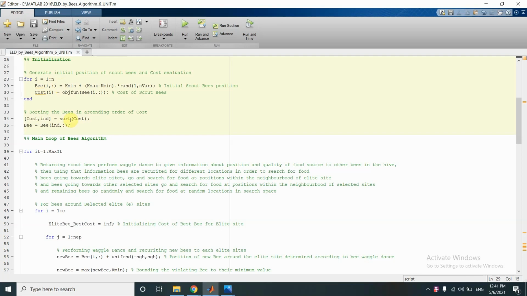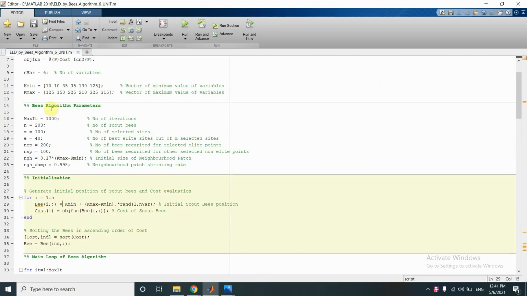So once this cost is sorted in ascending order, the first E entries are the elite sites. The next M minus E entries are other selected sites which are not elite, but still they are selected. And the remaining entries, that is M minus N entries, are the sites which are not selected at all, neither as elite nor as non-elite. They are not selected.